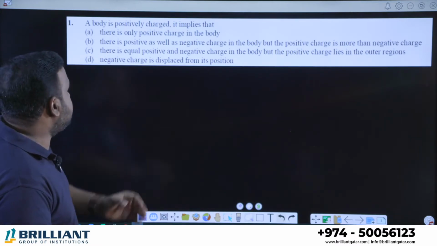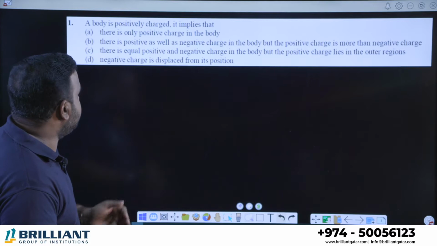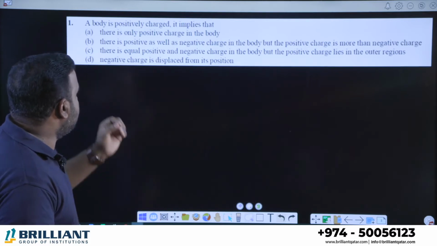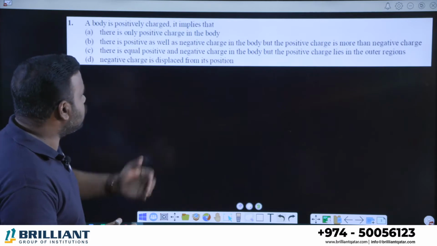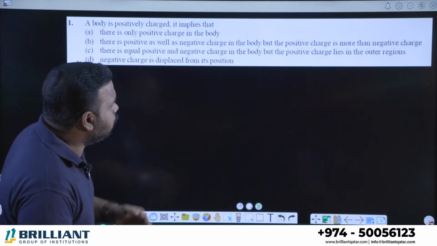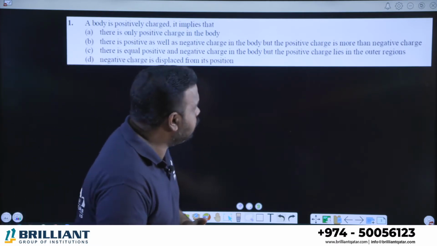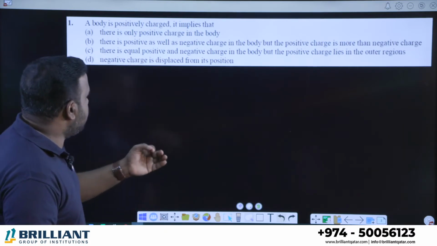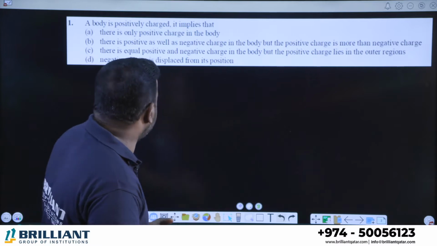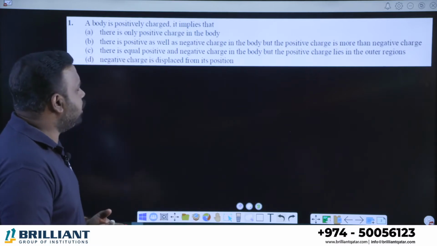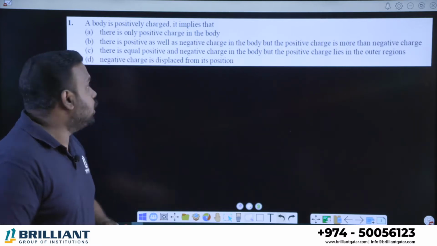A body is positively charged. It implies that, option A, there is only positive charge in the body. Option B, there is a positive as well as negative charge in the body, but the positive charge is more than the negative charge. Option C, there is equal positive and negative charges in the body, but the positive charges lie in the outer regions. Option D, negative charge is displaced from its position.